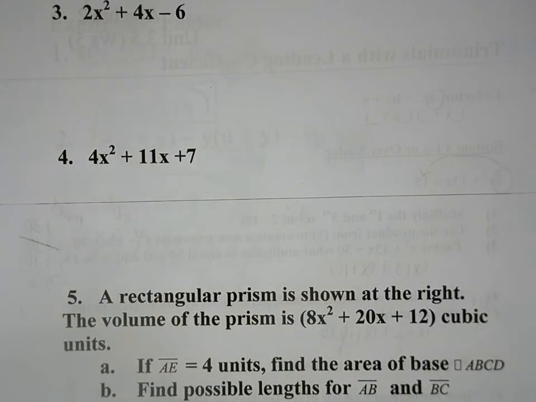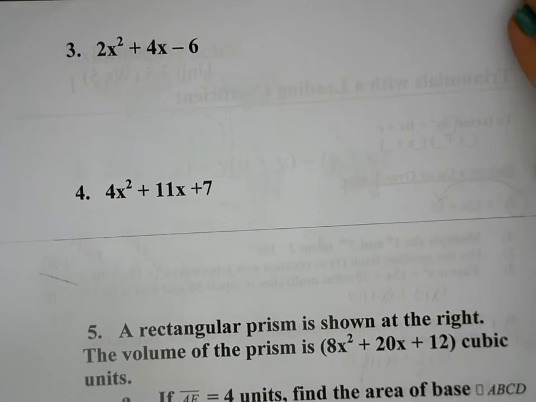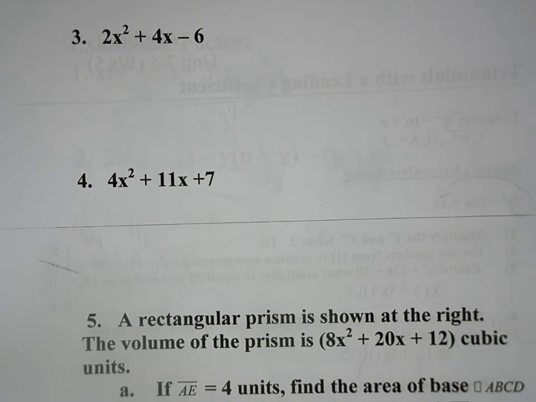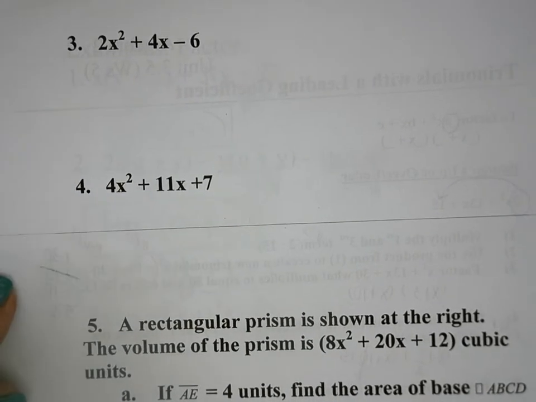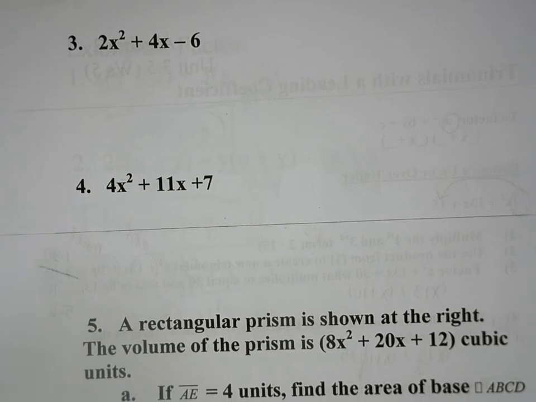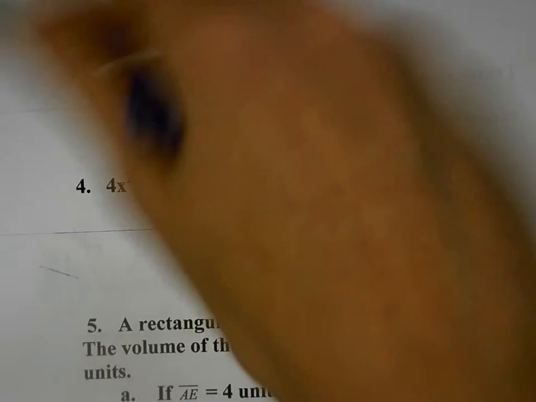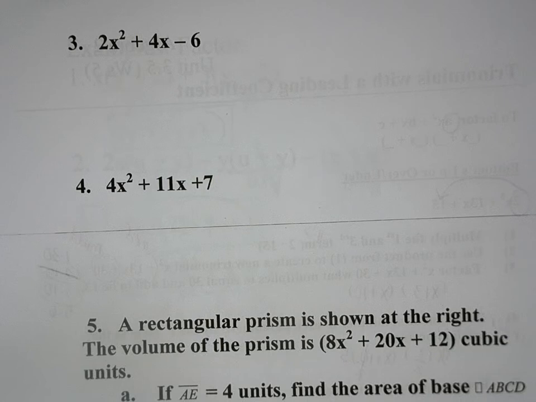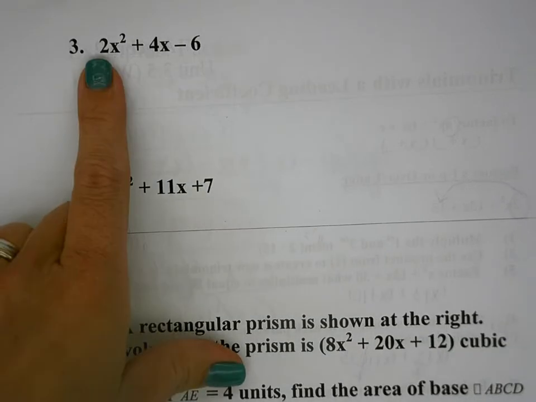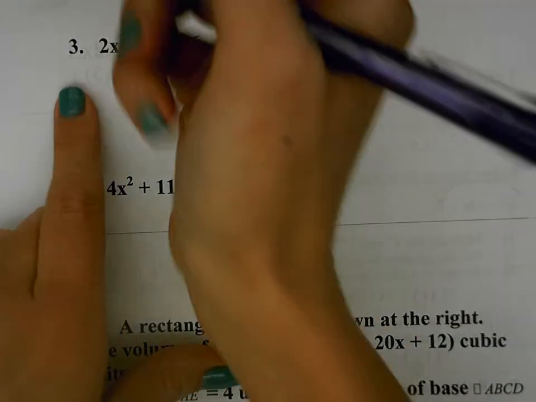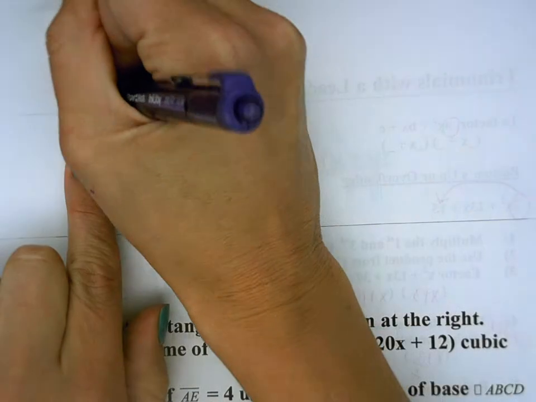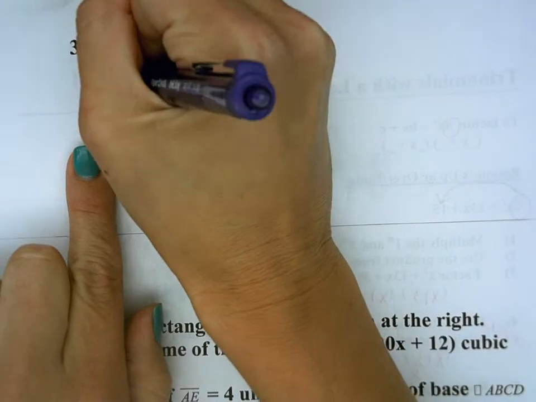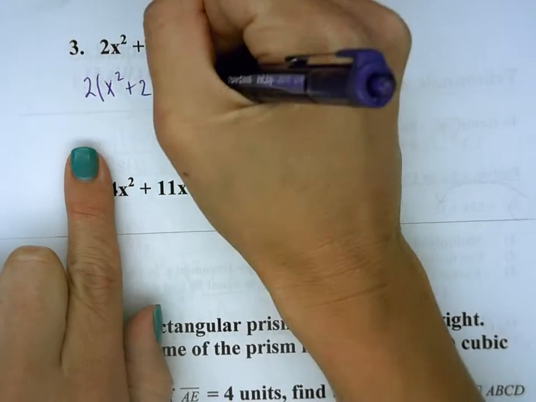Example 3. What do we always check for first? GCF. Is there a GCF? Yes. A lot of people, they're like, oh, we're doing this type of homework, it's going to be over, under, bottoms up, and you'll end up getting the wrong answer because you should have a GCF of 2 in front. So we take our GCF of 2 and we get x squared plus 2x minus 3.